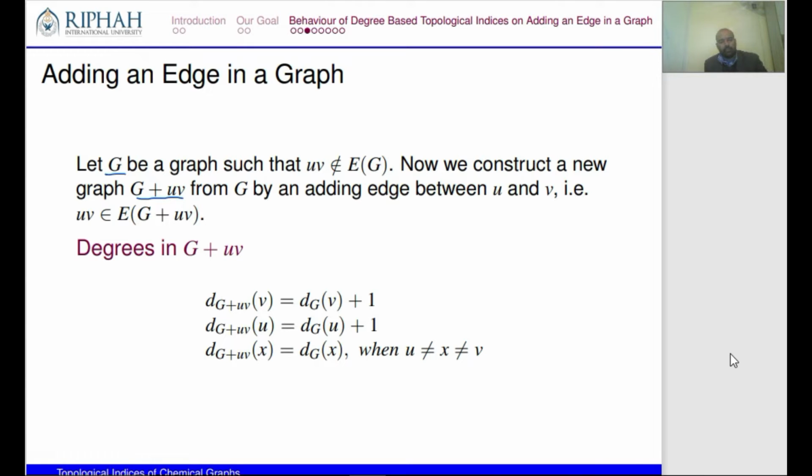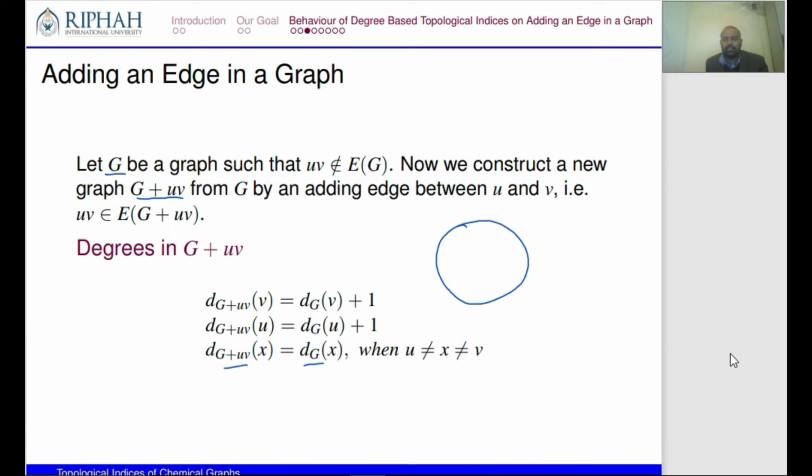Okay, for comparing the first Zagreb index, let's discuss the degrees of vertices in G plus uv. The degree of v in G plus uv is equal to the degree of v in G plus 1, and the degree of u in G plus uv is equal to the degree of u in G plus 1. Why does this happen? And the degrees of all other vertices remain the same. You can see here that the degrees of all other vertices are the same in G and G plus uv.